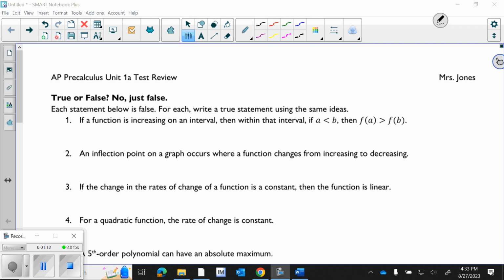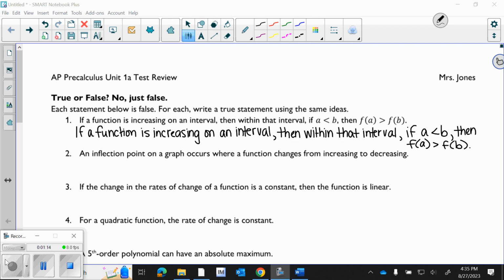So let's rewrite it. So here we go. We have, if a function is increasing on an interval, then within that interval, if a is less than b, then f of a, excuse me, I wrote it the same way, is less than f of b.